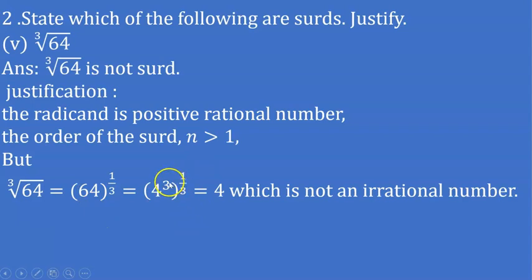Bracket raised to 1 by 3. Now these 3s get cancelled. Therefore, you will get 4, which is not an irrational number. And hence, cube root of 64 is not a surd.